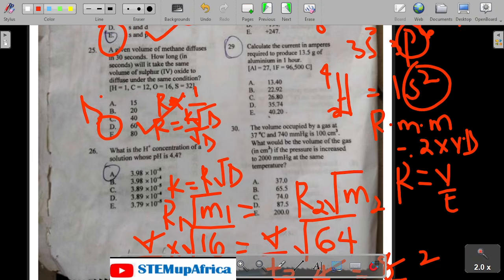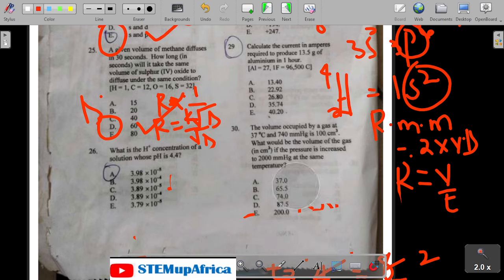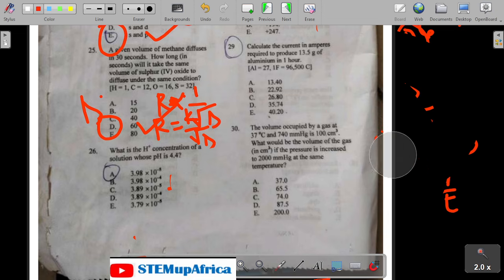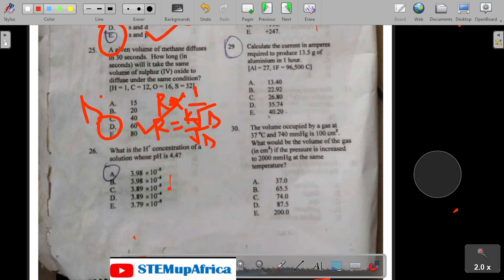It's option D. So let me erase this part. Now we can see here how to solve other questions. Let me erase and see how we solve the next question.